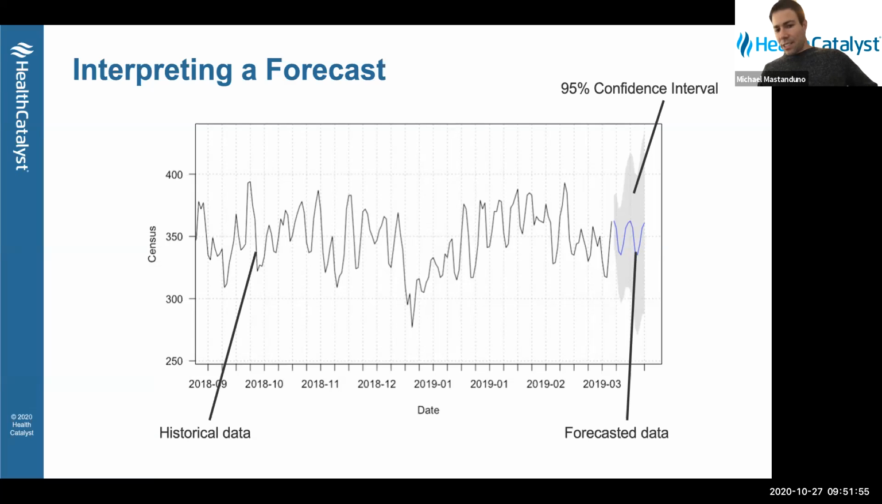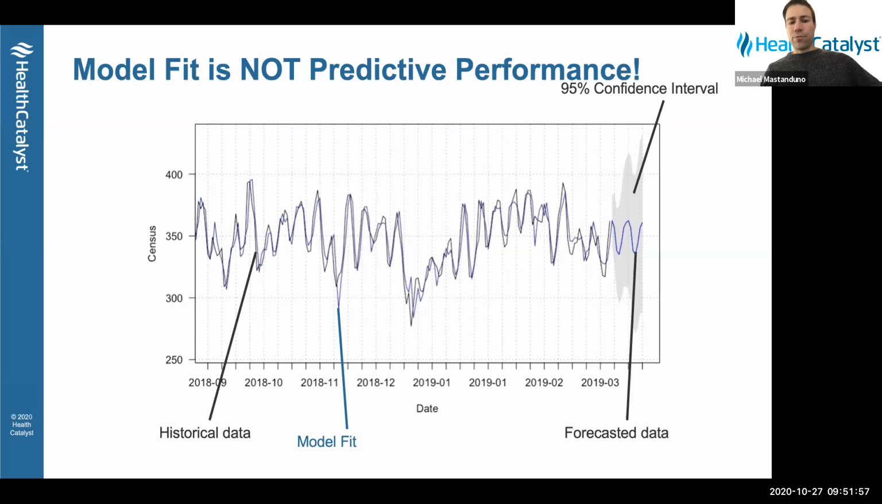The other thing you might see occasionally is what's called a model fit. Here I've overlaid the blue line onto the data, and that's what the model actually fit to the data. But you have to remember that the model fit is not the same as predictive performance. It's merely, this is what I understood about the data, and then the point forecast is the result, and here's where I think it'll go. That doesn't mean that this model fit is what you would expect to see in the future.